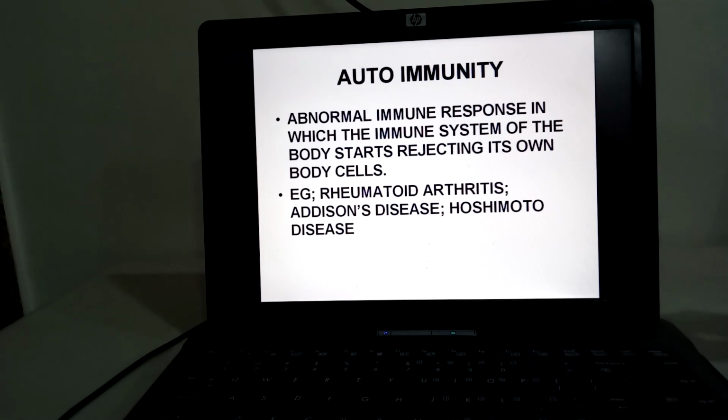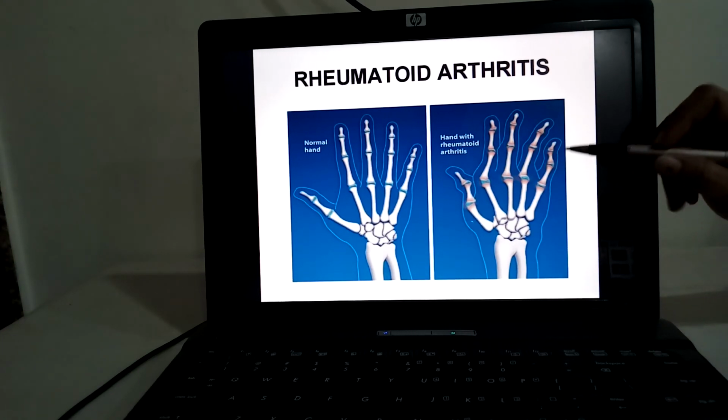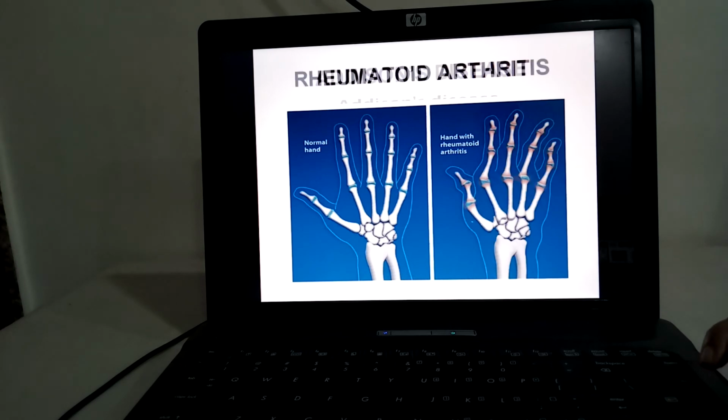But in this case our own body part is rejected by the system, and some kinds of diseases result, one of which is rheumatoid arthritis. Rheumatoid arthritis means the joints of the body start getting deformed. So this is a degenerative disease, nothing triggers it, but it happens.